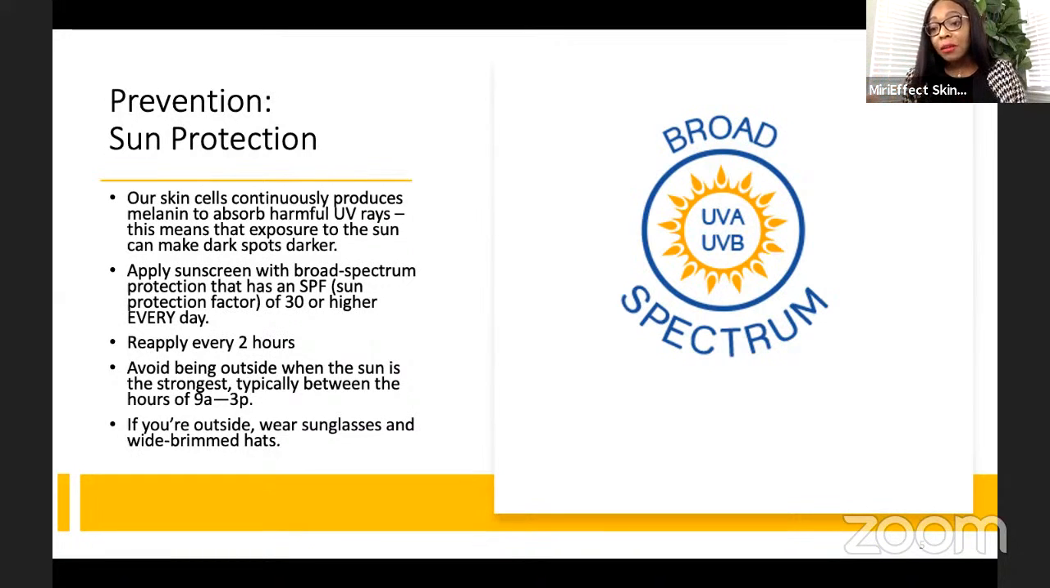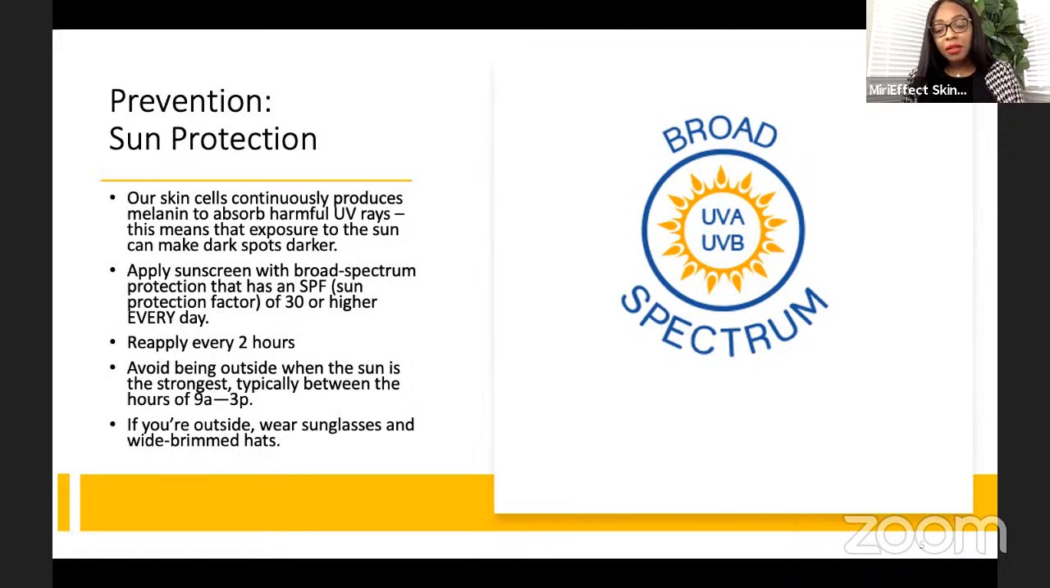Because I know that sunscreen sometimes leaves a white cast on your face, that's why I like this particular brand. I have sunscreen on right now as I'm speaking to you, and it's clear. When you're outside, two things I always recommend: try to avoid being outside during the very peak hours of sunlight, which is usually 9 a.m. to 3 p.m.